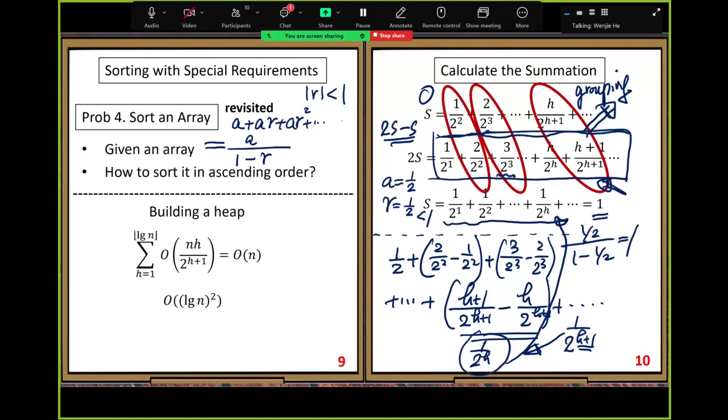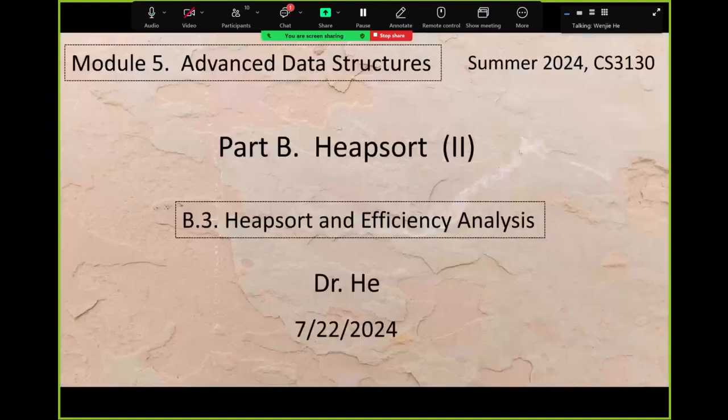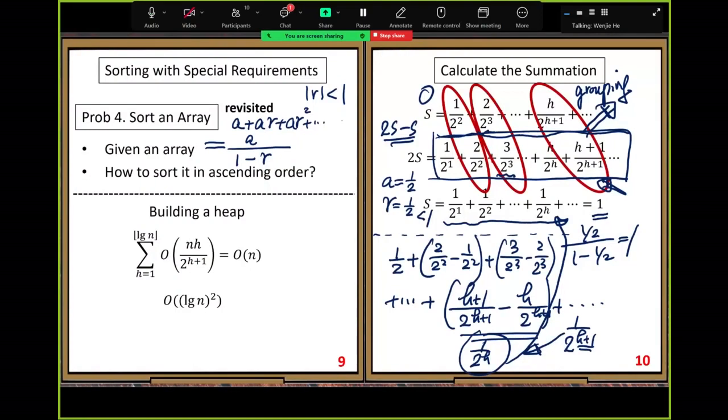So after that, now the conclusion. The conclusion: because this s equals 1. Remember, after we factor out c and n, we have a big summation. That summation s equals 1. So then only c times n remains, and c times n we can represent as big O of n.